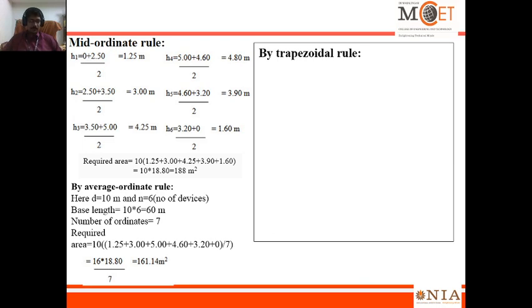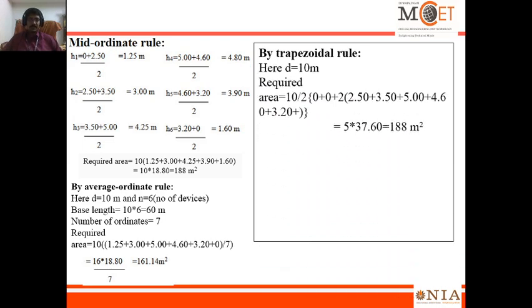Then by the trapezoidal rule, for the same data, d is 10, the required area is equal to d by 2 into first plus last, here it is 0 plus 0, plus 2 times the remaining ordinates, right? That gives the area as 188 meter square. Here it is exactly equal to the mid ordinate; sometimes it is approximate.